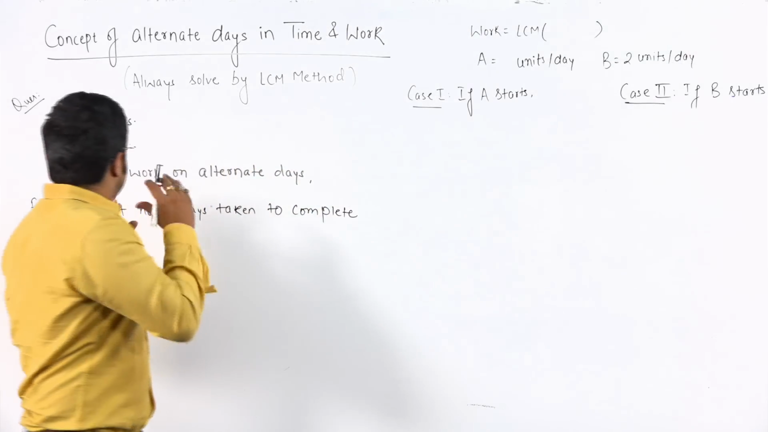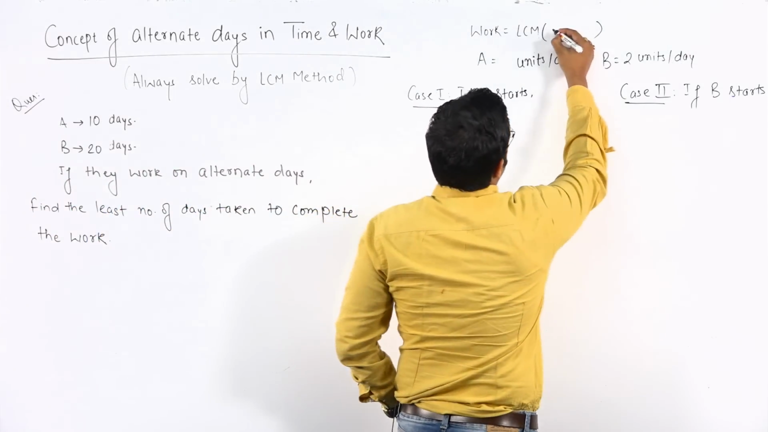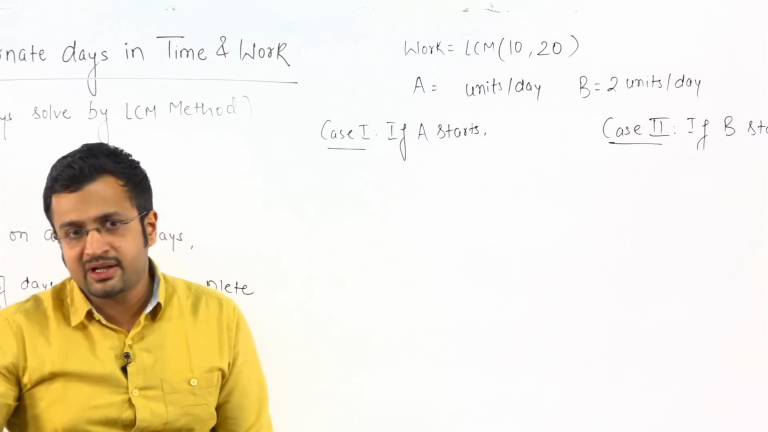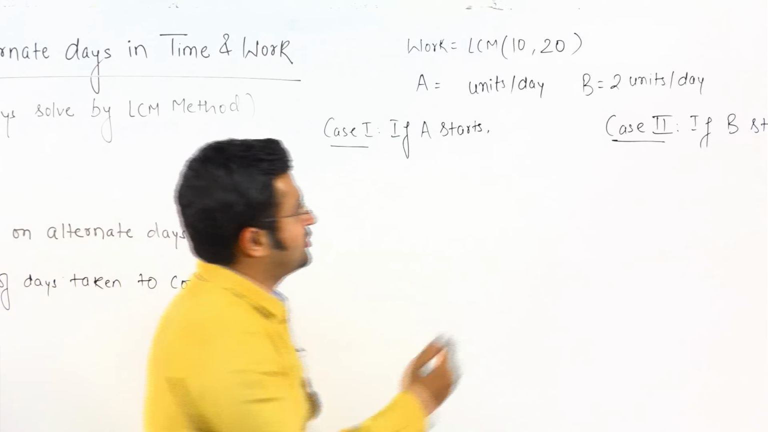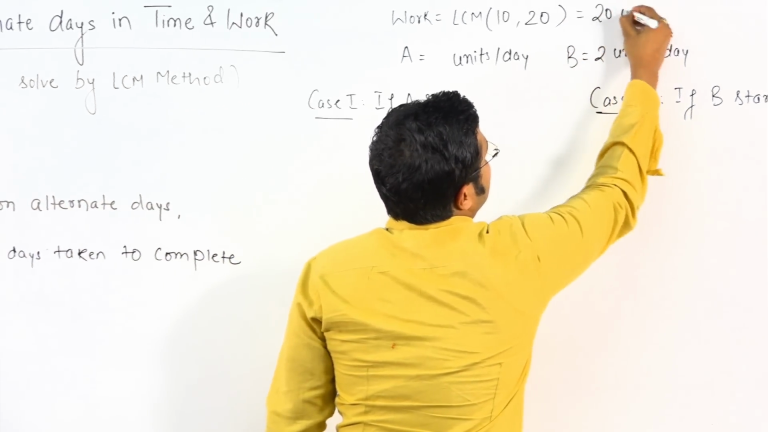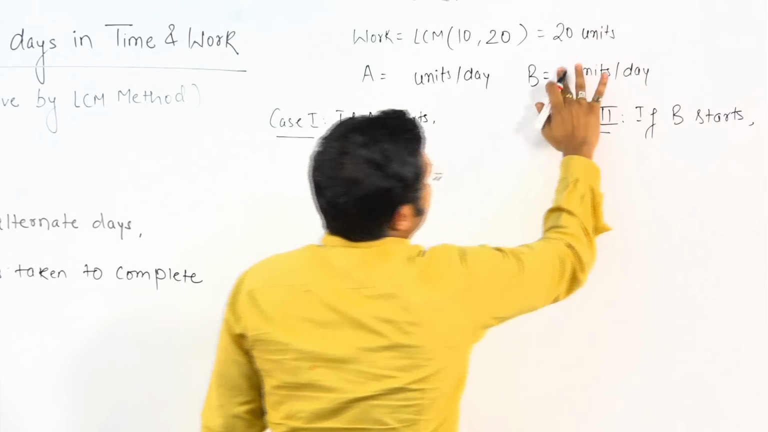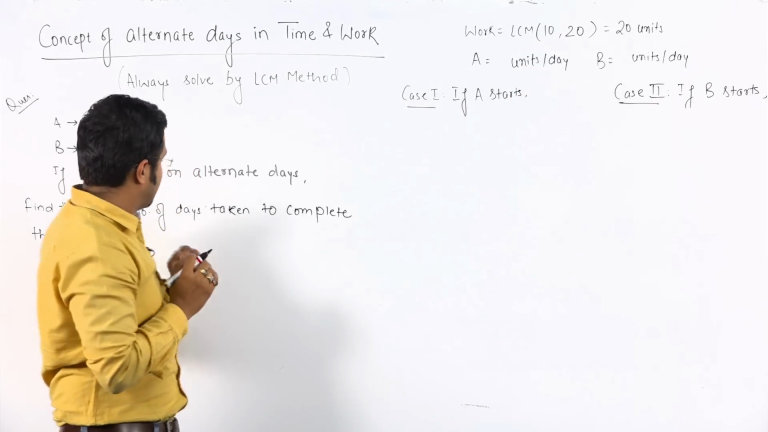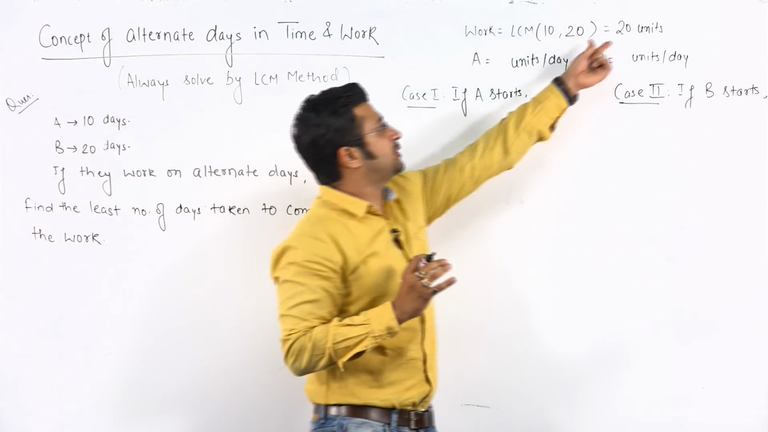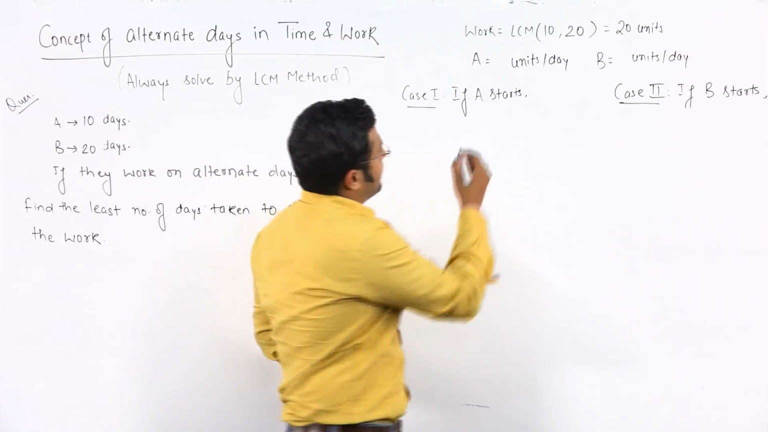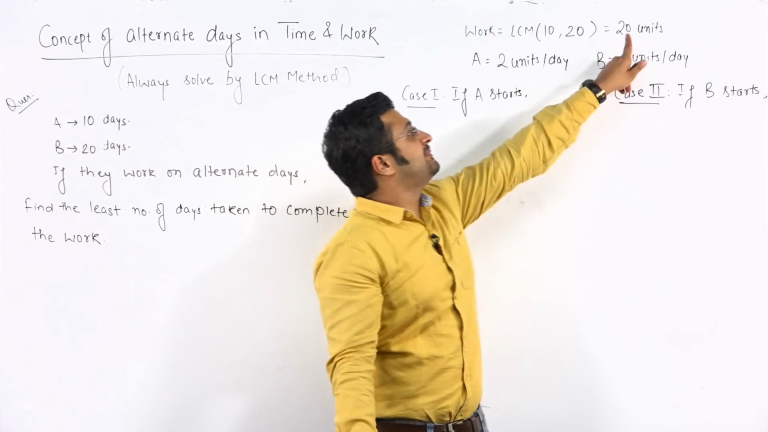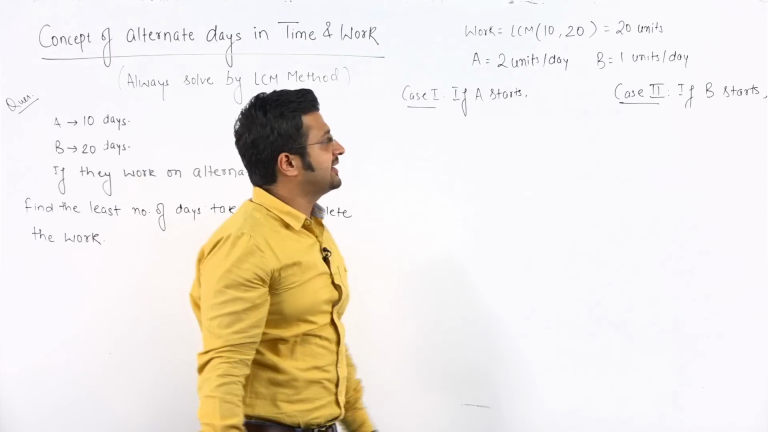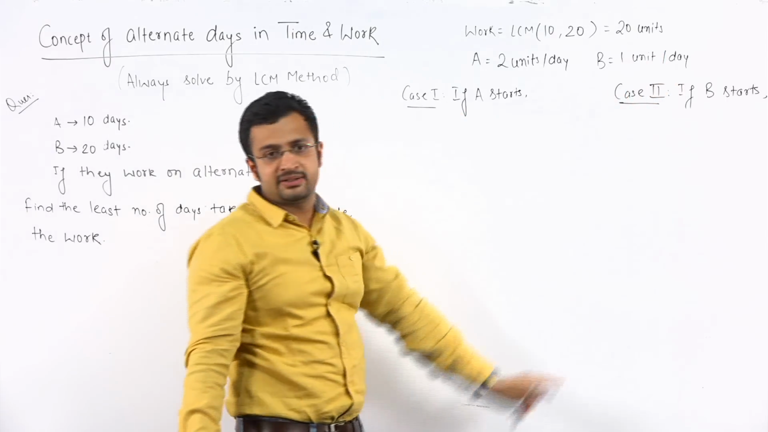Look, we'll apply the same approach. The work to be equal to the LCM of the time periods, that is 10 and 20. If I take the LCM of 10 and 20, what is the LCM of 10 and 20? As you all know, 20. So the work is 20 units. If A can complete the work in 10 days, that means A can complete 20 units in 10 days. That means A is doing 2 units per day. And B is completing 20 units in 20 days, that means B is doing 1 unit per day.